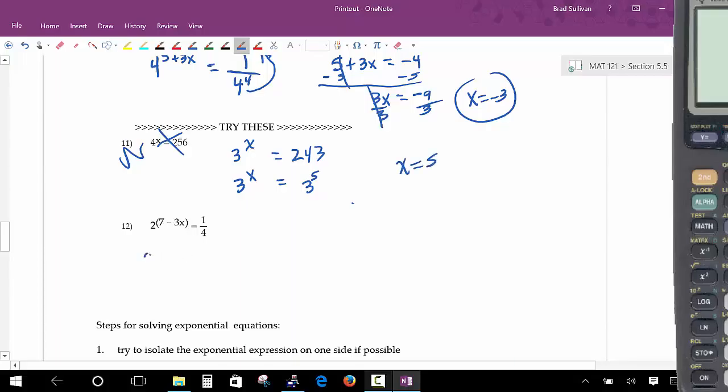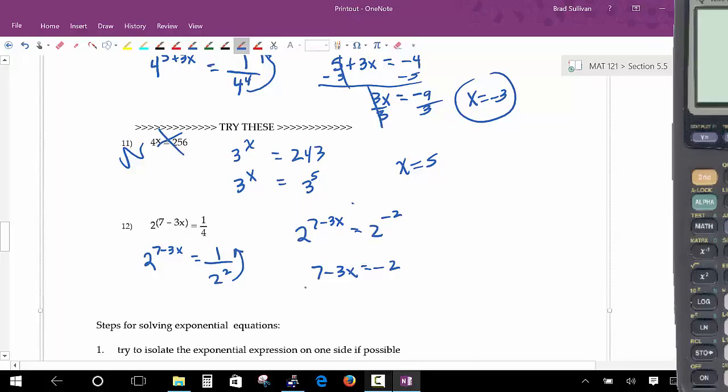And then this next one you have 2 to the 7 minus 3x. You want to write the 4 as 2 to the second. That's what you should have done. And then you should have moved the 2 to the second up to the top. So you would get 2 to the 7 minus 3x equals 2 to the negative 2. Then you're allowed now to set the exponents equal to each other. And once you get to that point, you should be in good shape.